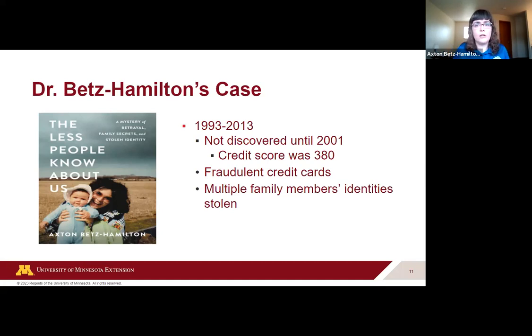Again, as I mentioned earlier, multiple family members' identities were stolen. I mentioned that mom said that her identity and my father's identity were stolen. My identity was stolen. And we found out as part of this whole process over 20 years that my step grandfather's identity was stolen as well. And he lived with us for a number of years.